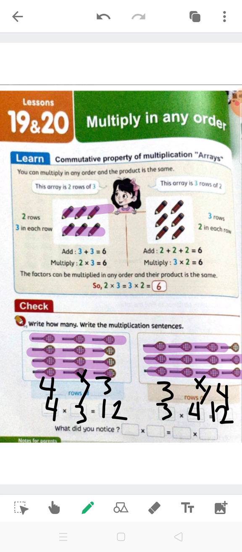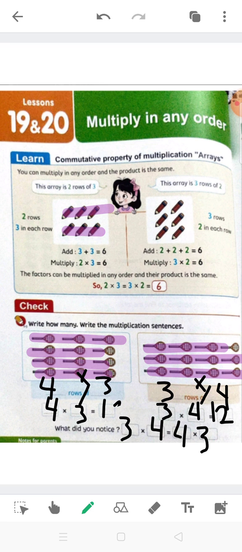What do we notice here? We notice that when I say 4 times 3 equals 12, and we change the places of 3 and 4, okay? I said 3 in the beginning, then 4, equals 12 as well. So I can write 3 times 4 equals 4 times 3.